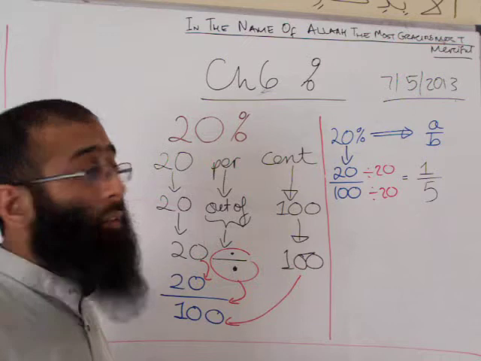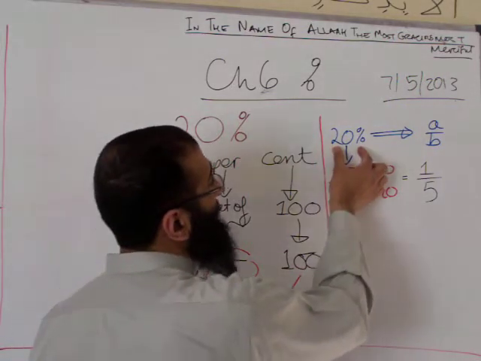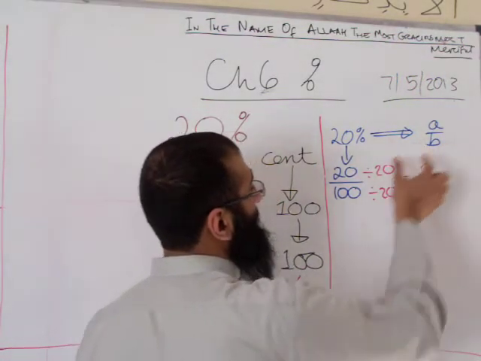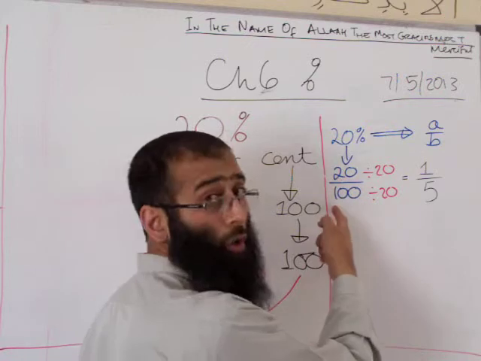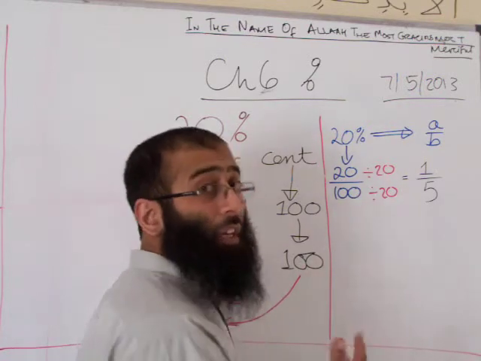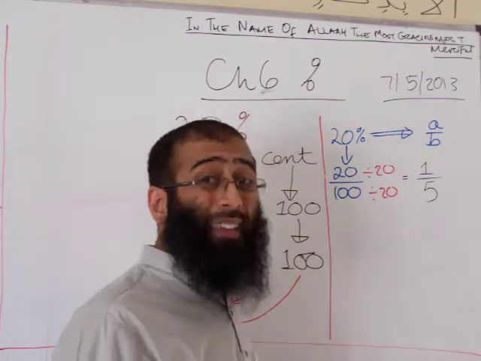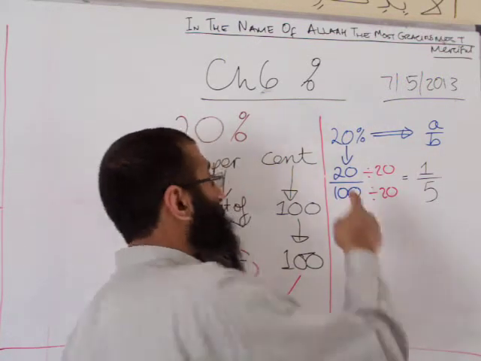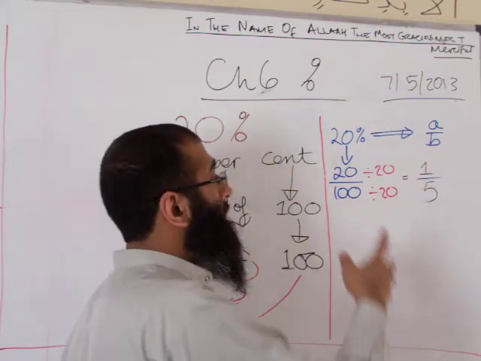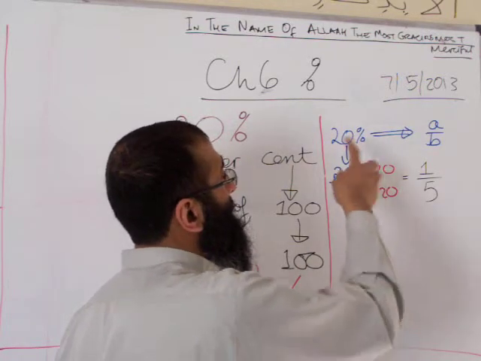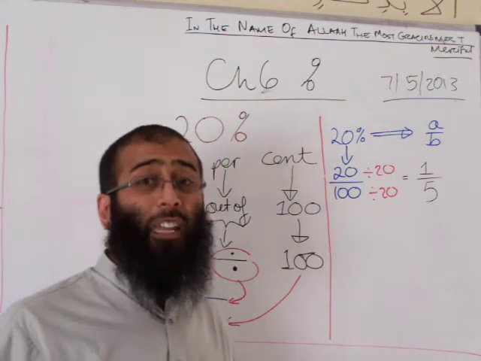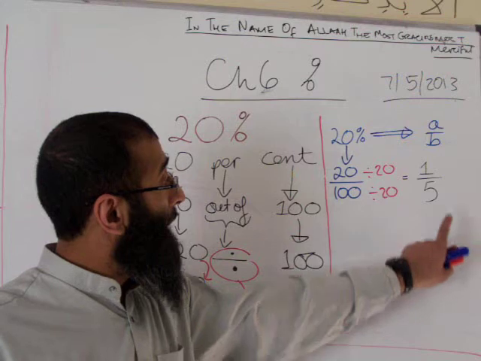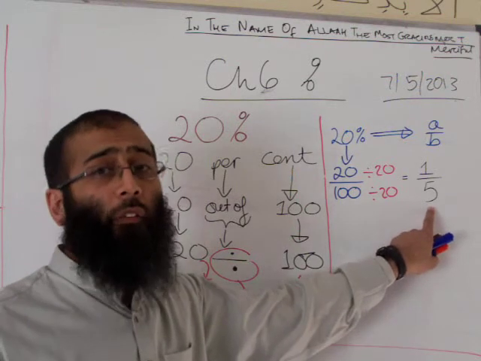Okay, so now the question was change 20% into a fraction. 20% is written as 20 over 100. Now you have to divide top and bottom by the biggest number that we can get to 20 and 100, which in this case is 20. So 20 divided by 20 is 1. 100 divided by 20 is 5. So now 20% is fully represented as a fraction, and that fraction is called 1/5.